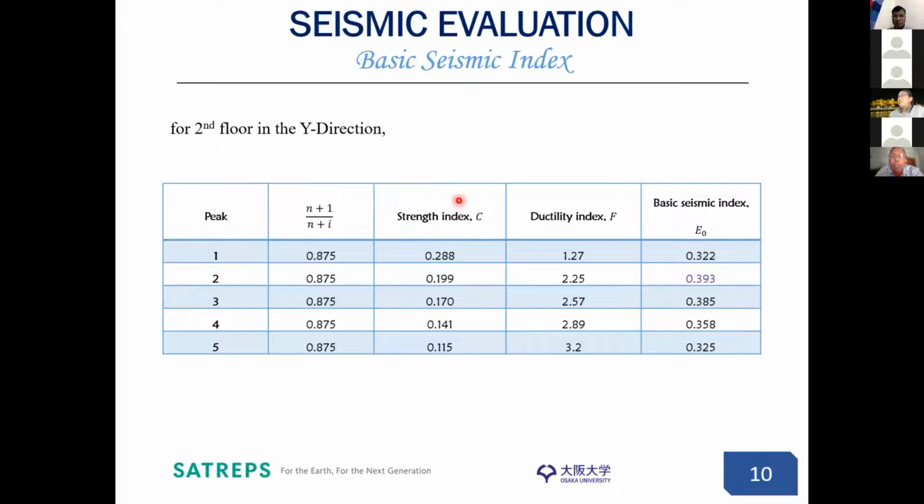And the strength index is basically the summation of all the load-bearing members' strength index C at that point, and then the corresponding ductility index for that peak. If you multiply these three together, you get a basic seismic index E0. The maximum of the E0 value is taken as the performance point of that particular level. So in this case, peak 2 has the maximum E0 value. So peak 2 will be the performance point for that floor in that direction.